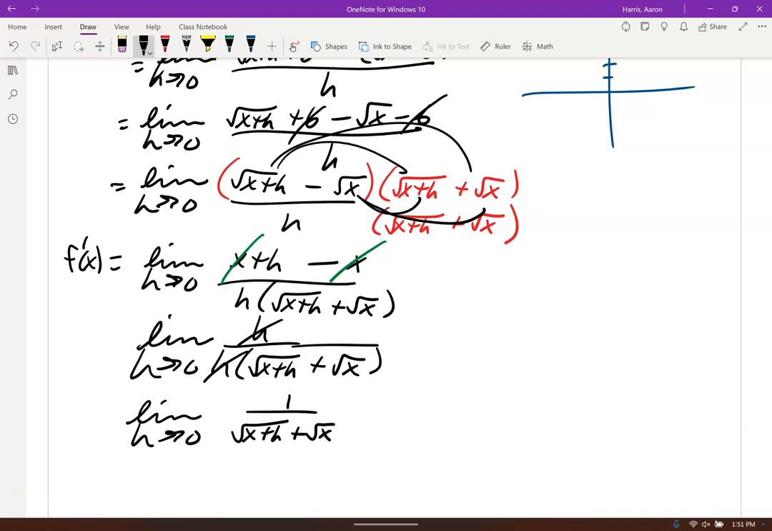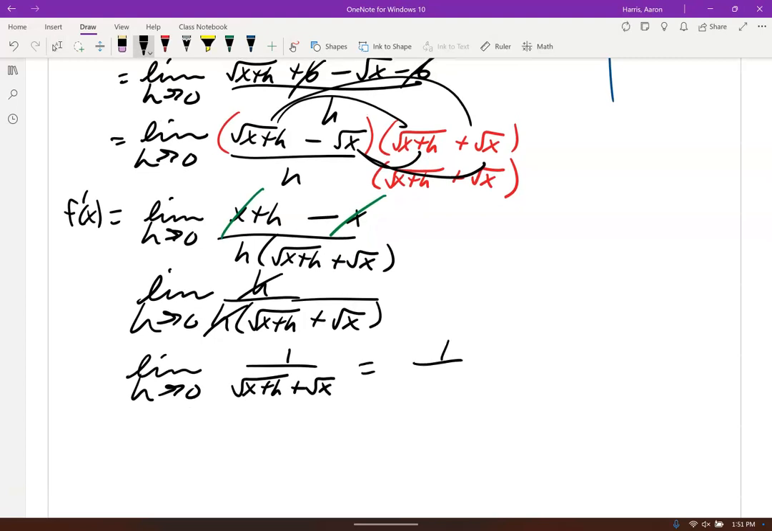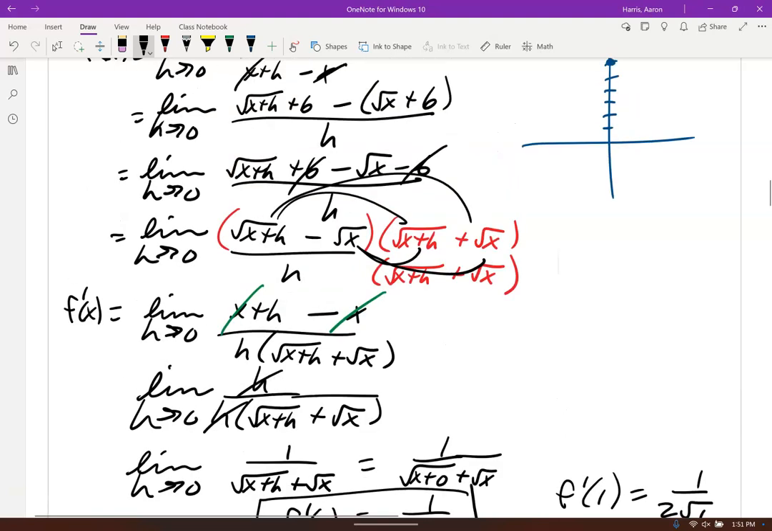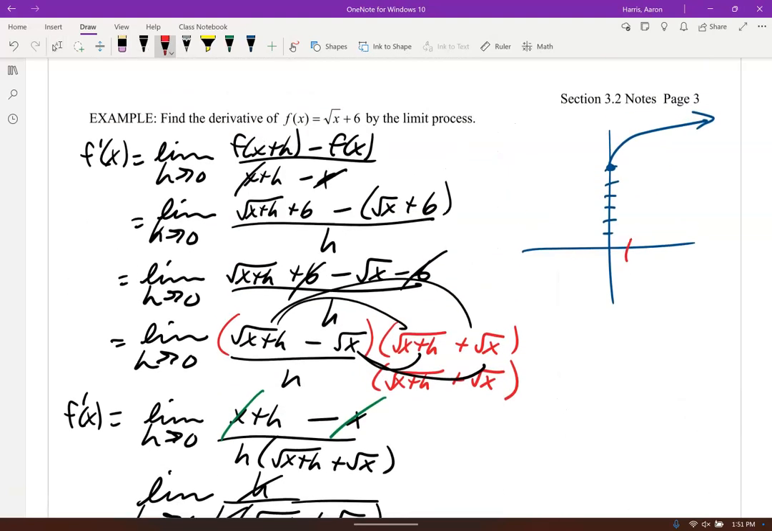Now let's throw that 0 in. So we get 1 over root x plus 0 plus root x. Well, root x plus root x is 2 of those root x's. So f prime at x is 1 over 2 root x. So let's say we plugged it in and we want to find the derivative at an x value of 1. That'd be a half. Let's go up here and look at that. Right here, when x is 1, this slope is a half, up 1, right 2, right?